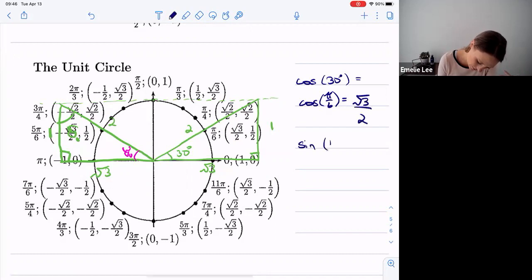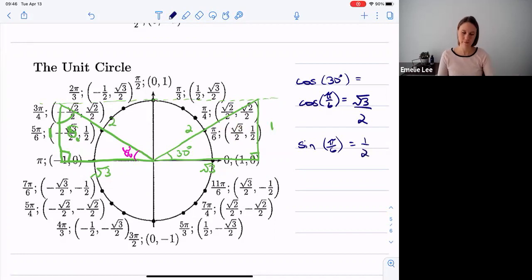And the sine of pi over 6 is opposite over hypotenuse, 1 over 2. What do you know? 1 over 2. Okay.